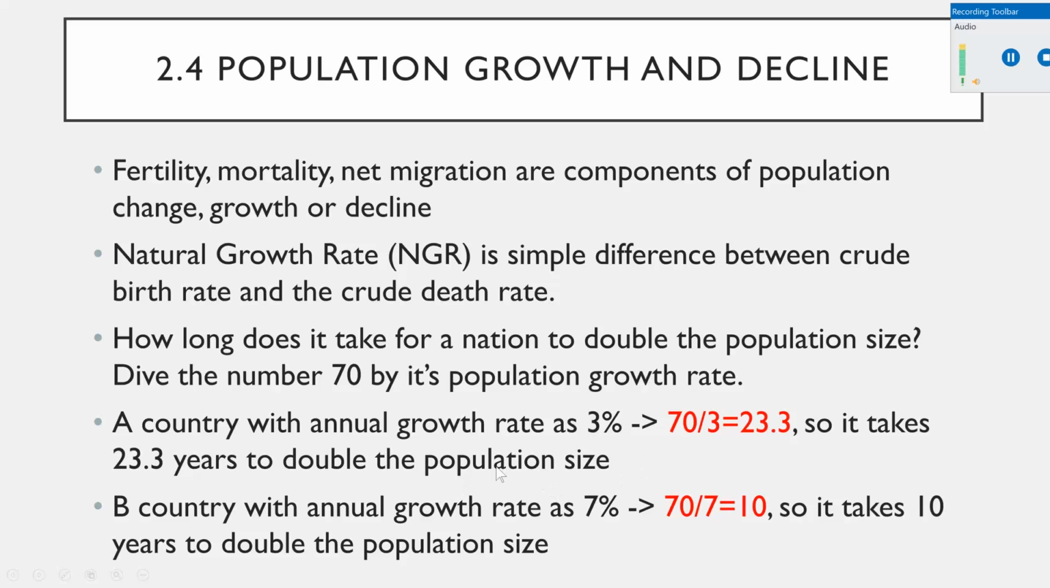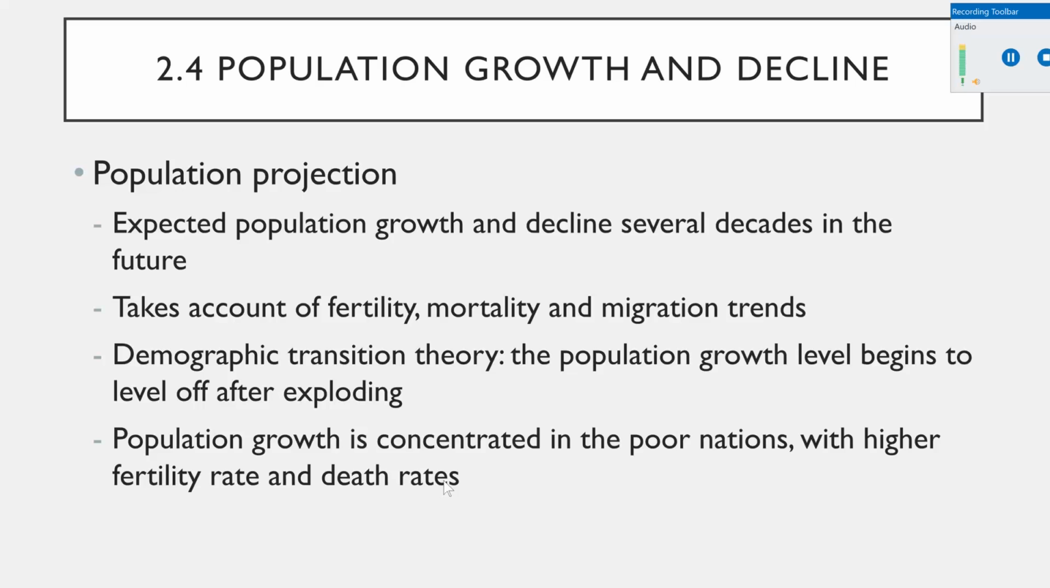So remember it. We are heading to the last part of this semester, and I will provide more hints for the questions in the quiz. Population projection is the expected trend of population growth or decline. We project population growth and decline for several decades later by using projected rates of fertility, mortality, and migration trends. We will see the demographic trend in theory, but they assume that the population growth level will slow down later, along with the development level.